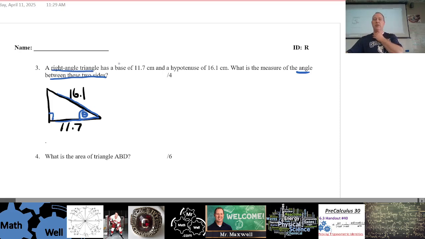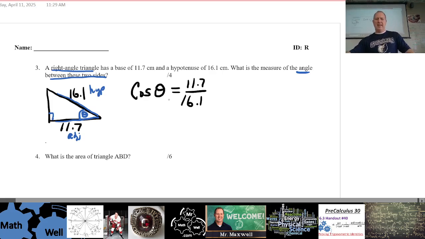So you have some options here. The best option would be just to use your trig function again. This is the adjacent side to the angle, right? And this is the hypotenuse. So which trig function should we use there? Cosine. A and H, very good, cosine. So cosine of unknown theta has a ratio of adjacent side divided by hypotenuse side.